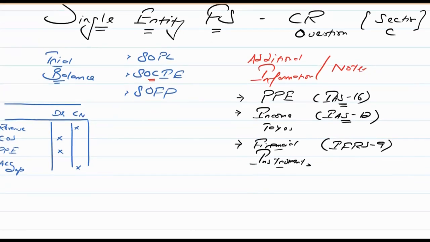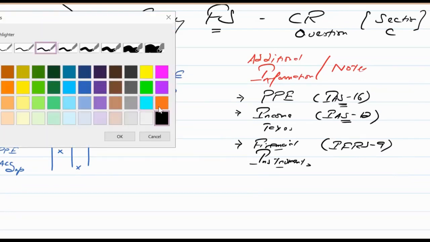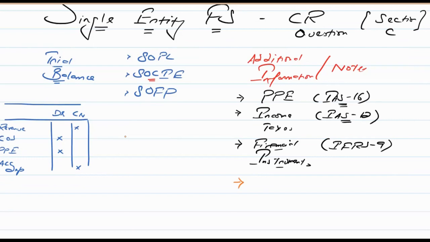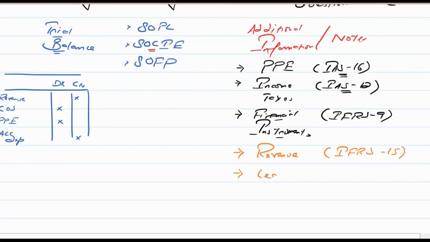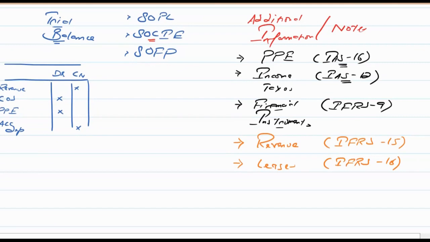And then we have some other adjustments, but not every time we see them. For example, adjustment from revenue from contracts with customers, which is IFRS 15. Adjustment from leases, the right of use asset and the lease obligation, that is IFRS 16. So you will find these adjustments within the single entity financial statement question.